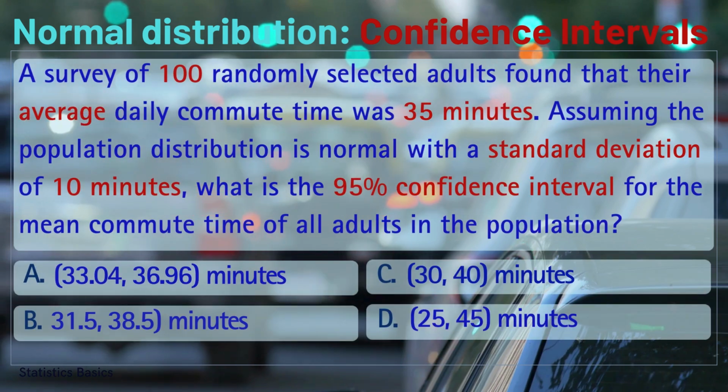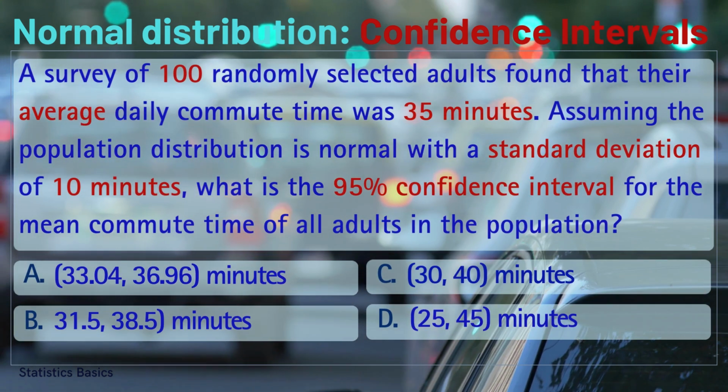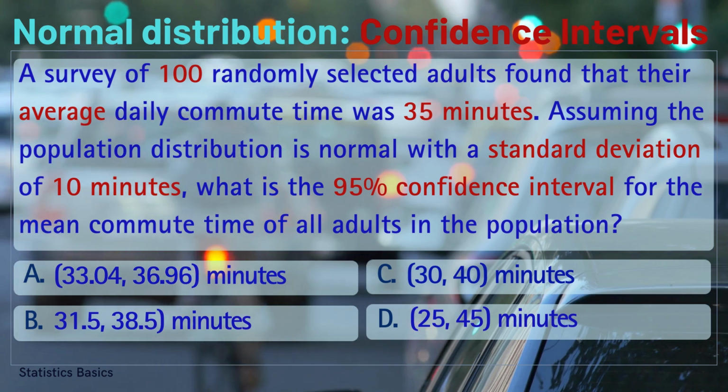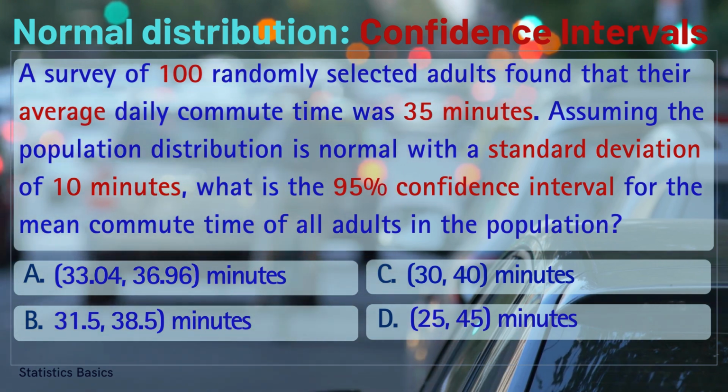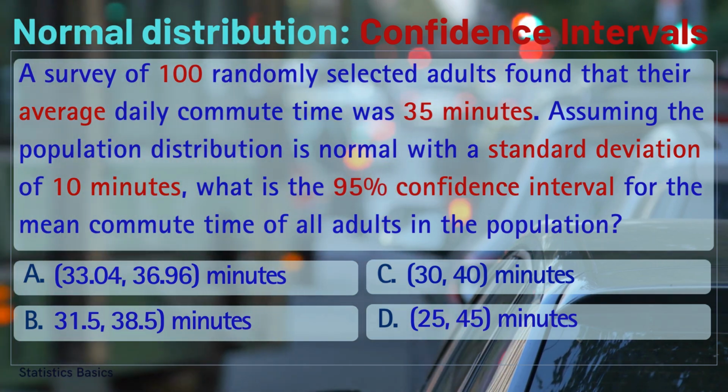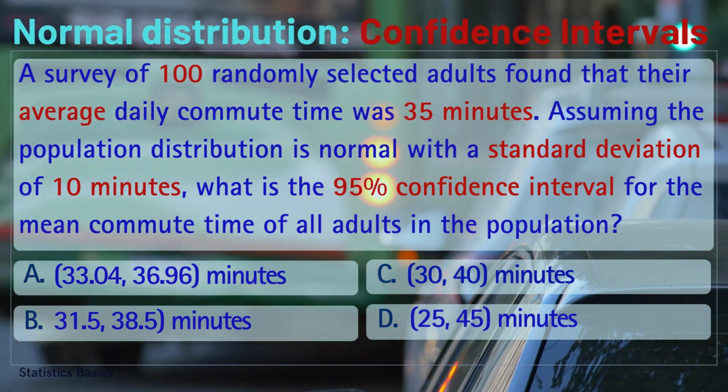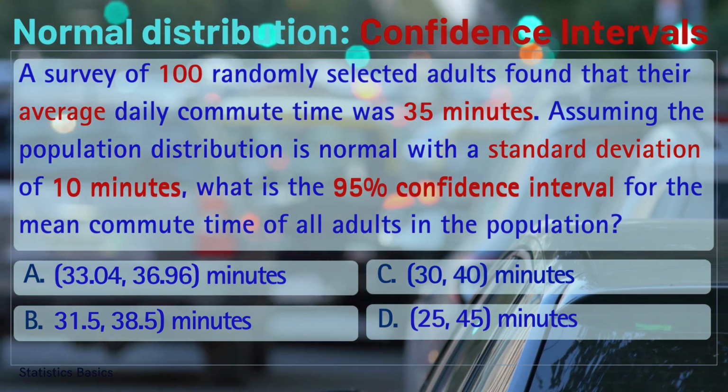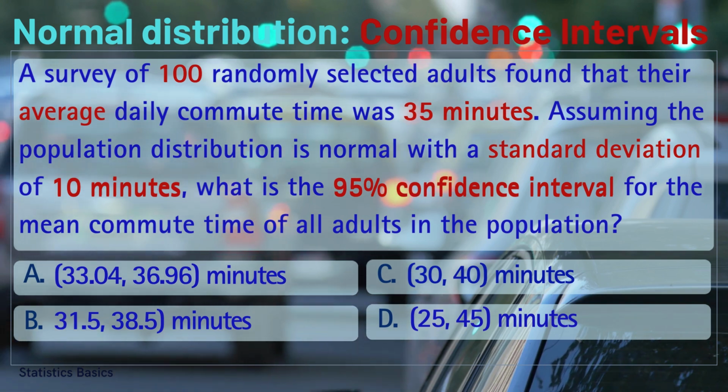A survey of 100 adults found that their average commute time was 35 minutes. If the commute times are normally distributed with a standard deviation of 10 minutes, what's the 95% confidence interval for the true average commute time of all adults?